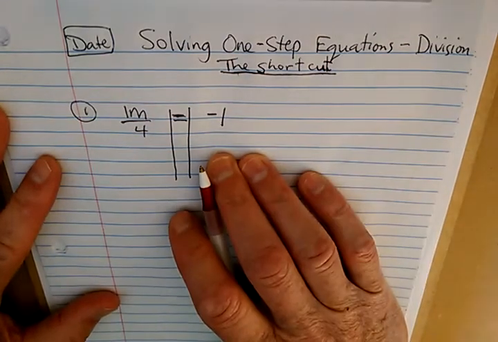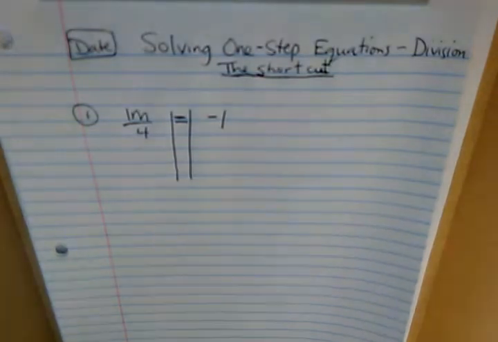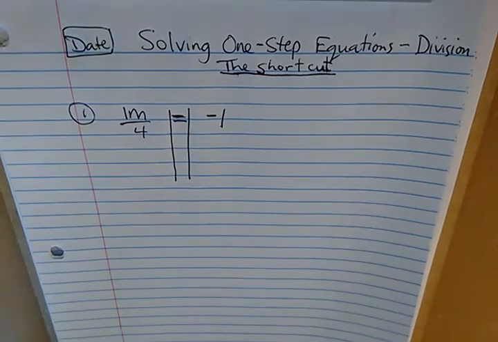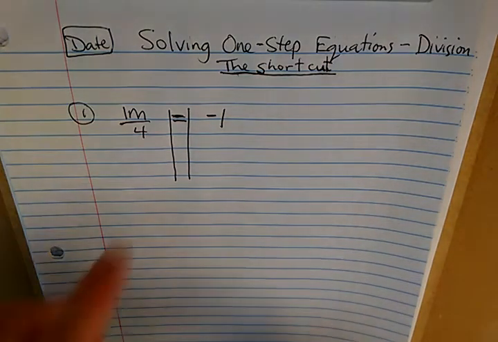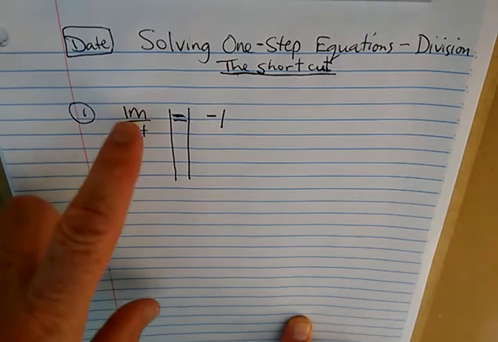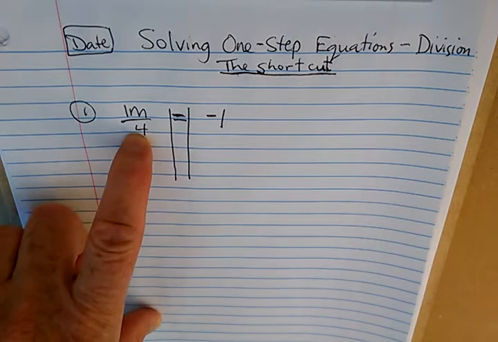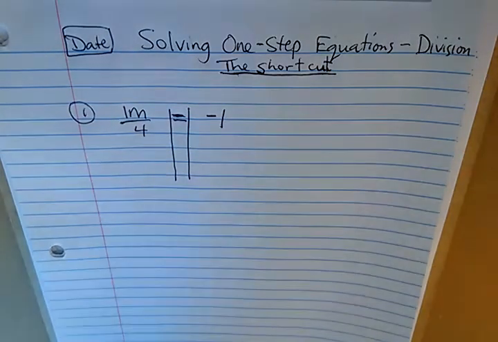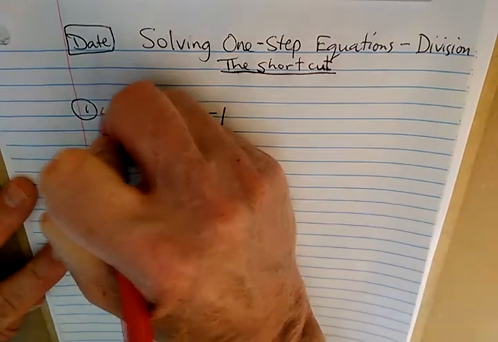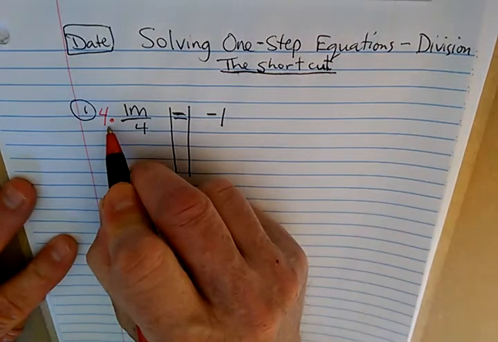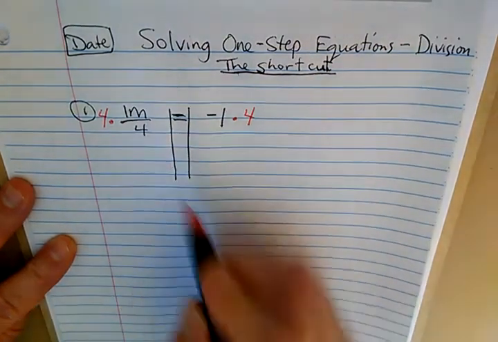The shortcut for solving these kinds of problems is to do the opposite of the division. So we need to know what the opposite of division is. The opposite of division is multiplication. If you see in the problem the variable divided by 4, then you have to ask yourself, what is the opposite of dividing by 4? The opposite of dividing by 4 is multiplying times 4. So we just multiply times 4 on this side and on this side. That's how we're going to solve it. We do the opposite of the division.